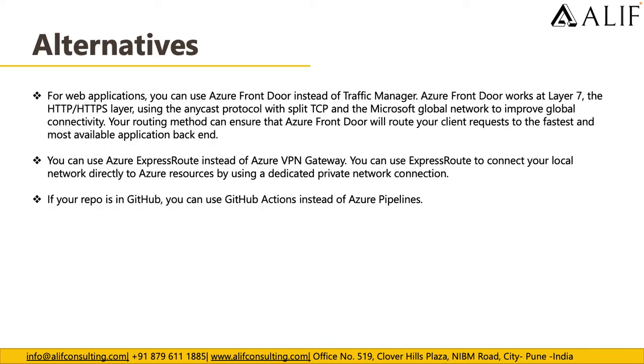Now, what are the alternatives? There are plenty of alternatives which you can use for the web app. You can use Front Door instead of Traffic Manager if you want layer 7 security. You can use ExpressRoute instead of Azure VPN Gateway if you want a faster connection. And you can use GitHub repos if you really don't want to use Azure DevOps repos, and then you can integrate those GitHub repos with Azure Pipelines as well.